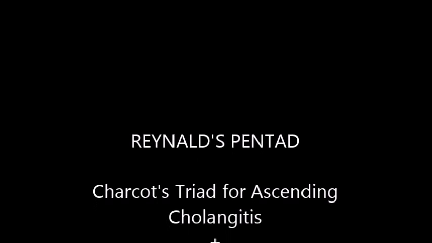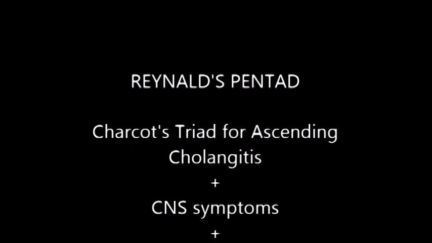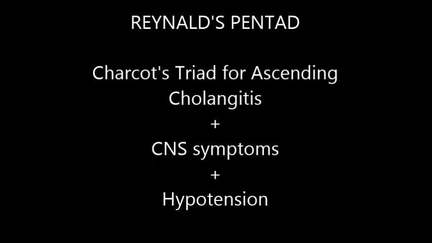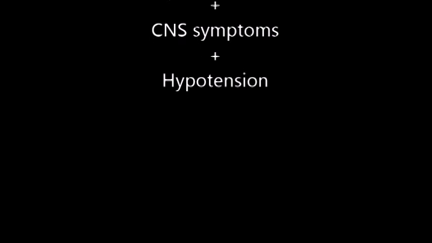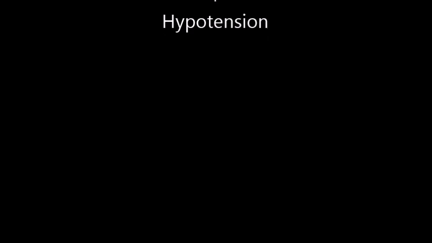Reynolds' pentad consists of Charcot's triad for ascending cholangitis plus CNS symptoms such as confusion along with hypotension. It is indicative of a serious biliary infection.